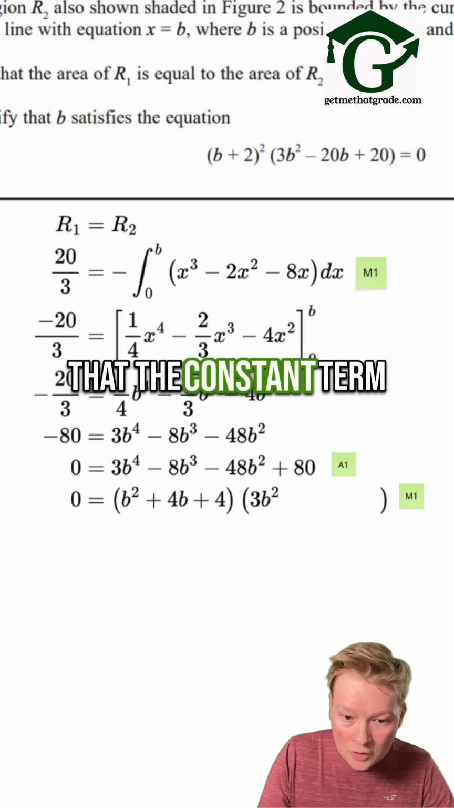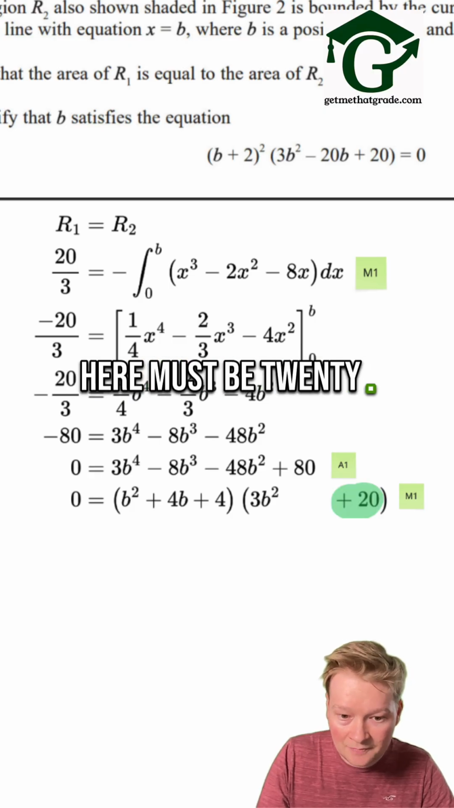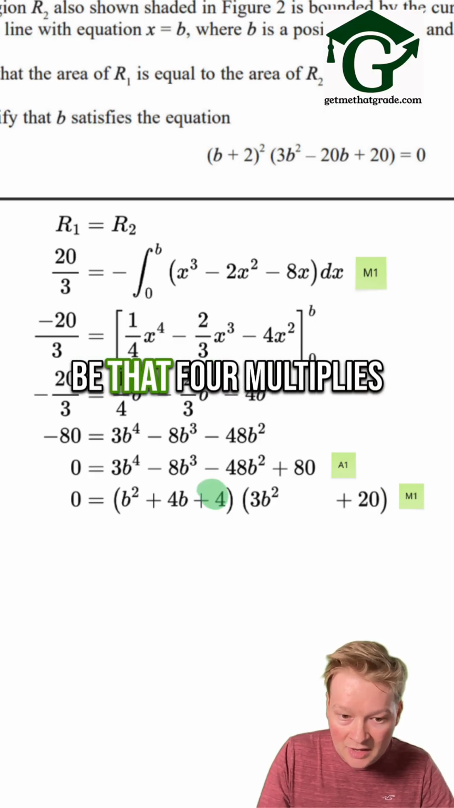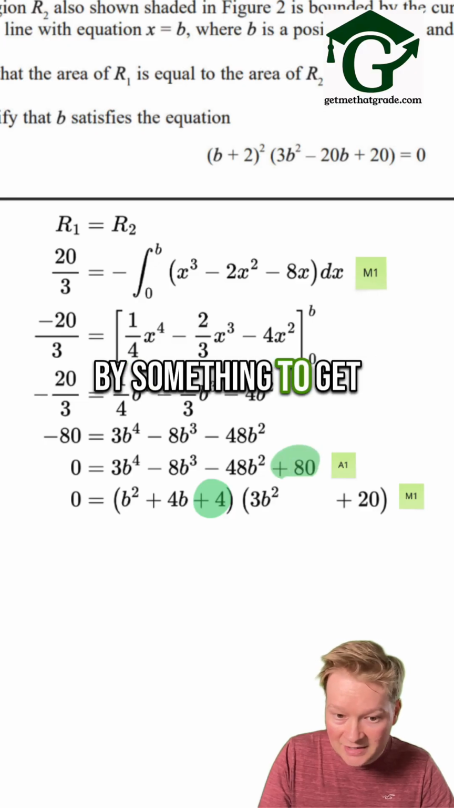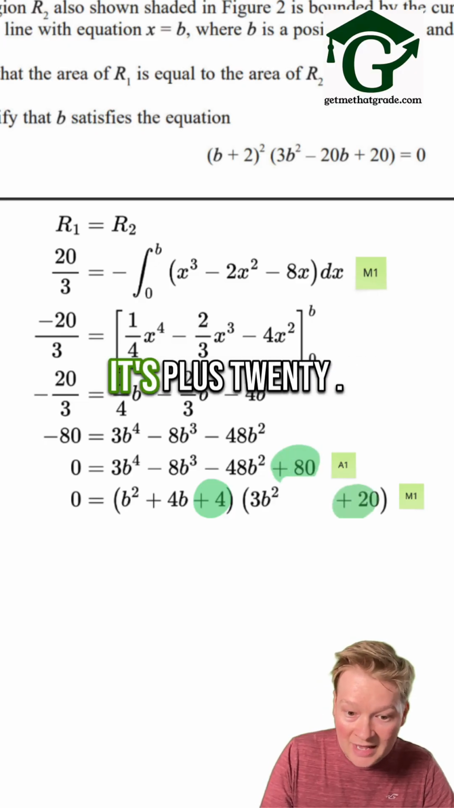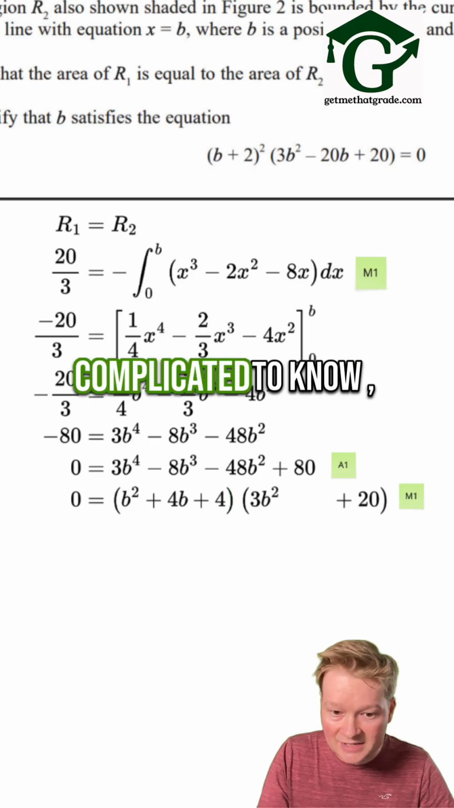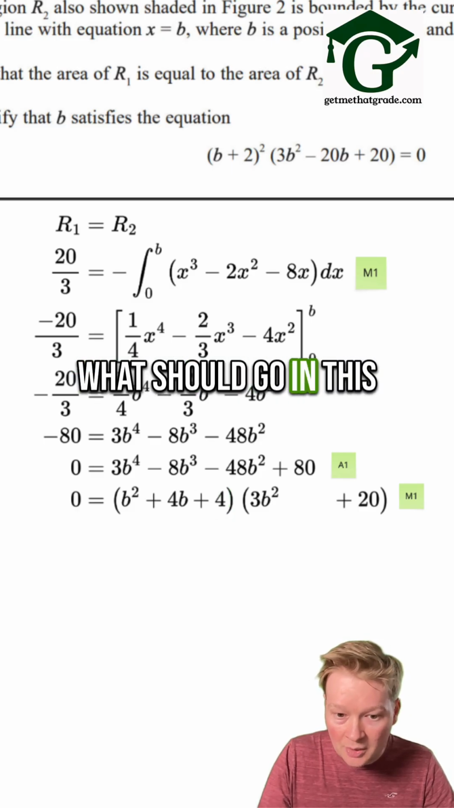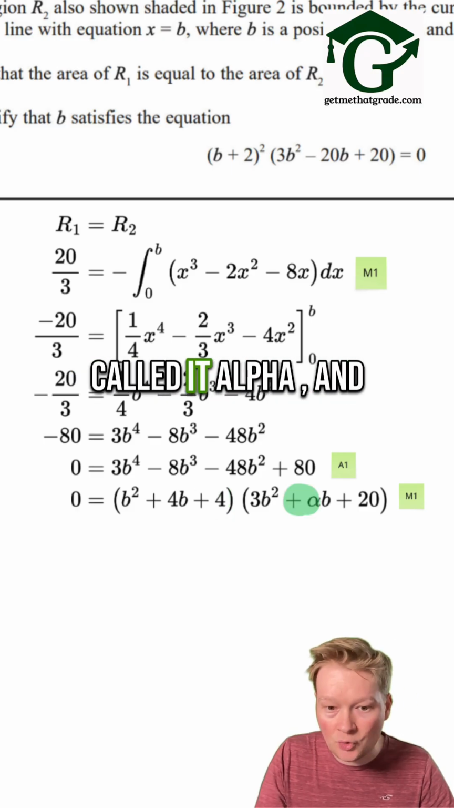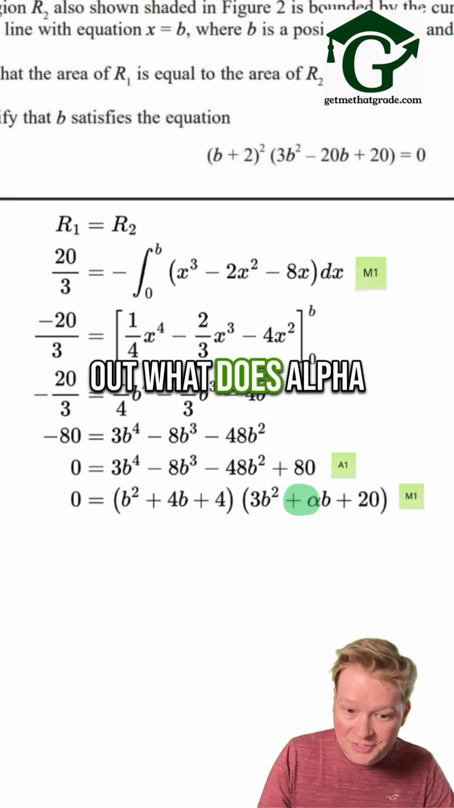Similarly, we know that the constant term here must be 20. That's because it must be that 4 multiplies by something to get 80. Well, what's that something? It's plus 20. So you can write in the plus 20 there. But it's a little more complicated to know just by inspection what should go in this position here. So for now, I've just called it alpha, and our job now is to work out what does alpha equal.